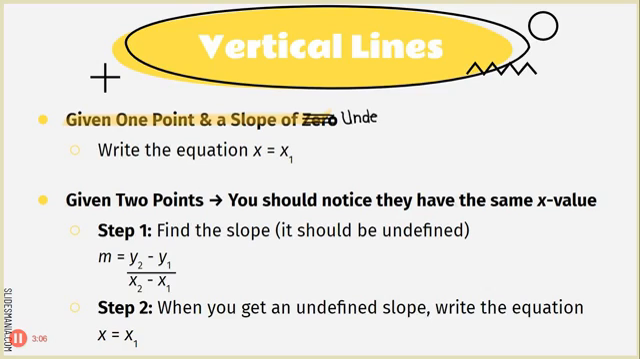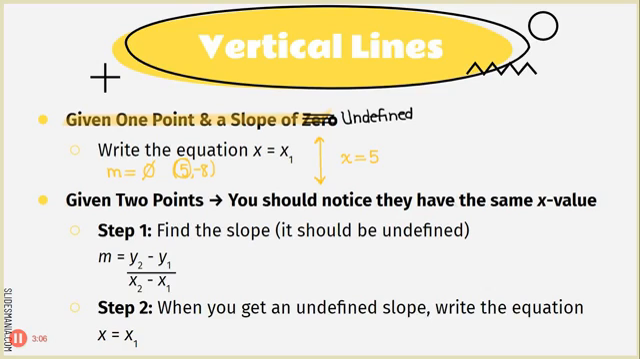On a vertical line, you will be given a point and an undefined slope. For instance, maybe I tell you your slope is undefined, and I give you the ordered pair 5, -8. Since your slope is undefined, you know automatically that is a vertical line, and a vertical line does not have a slope and it does not have a y-intercept, so your equation is always x equals the x value of your ordered pair, which in this case is 5. So it'd be x equals 5.